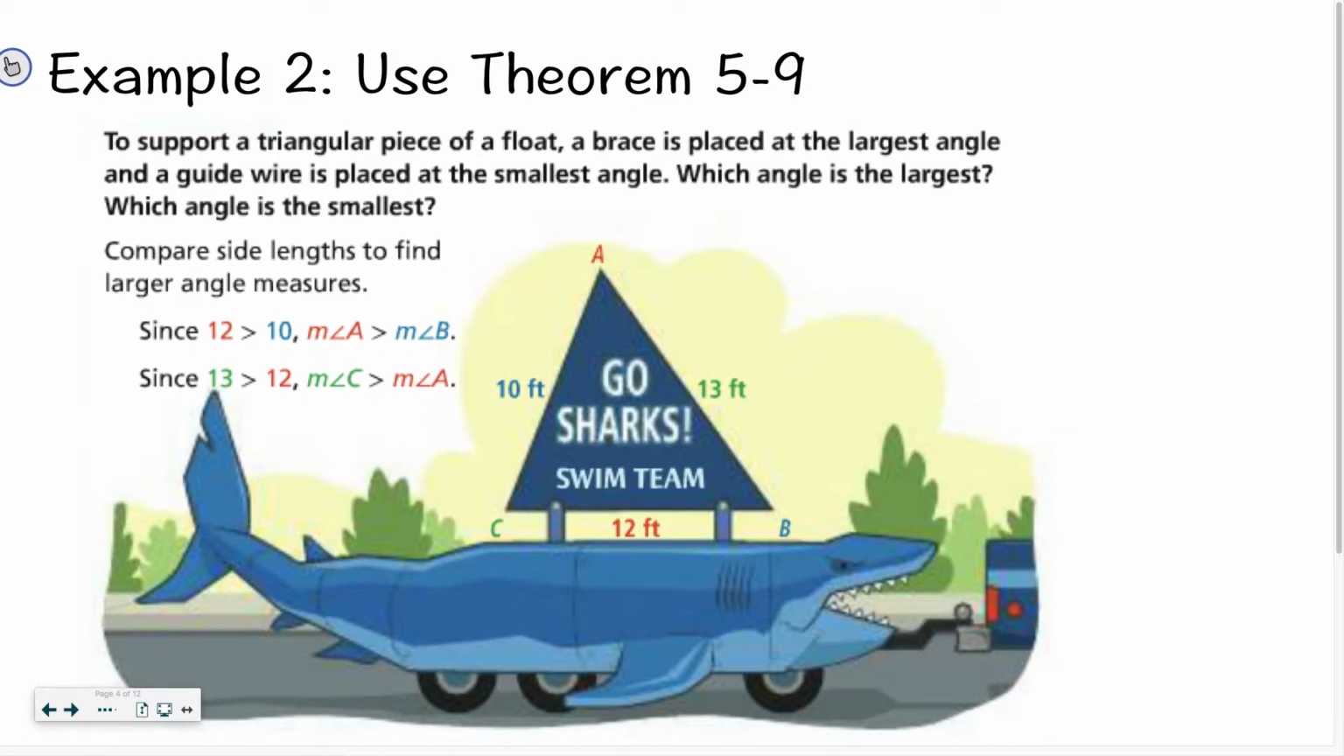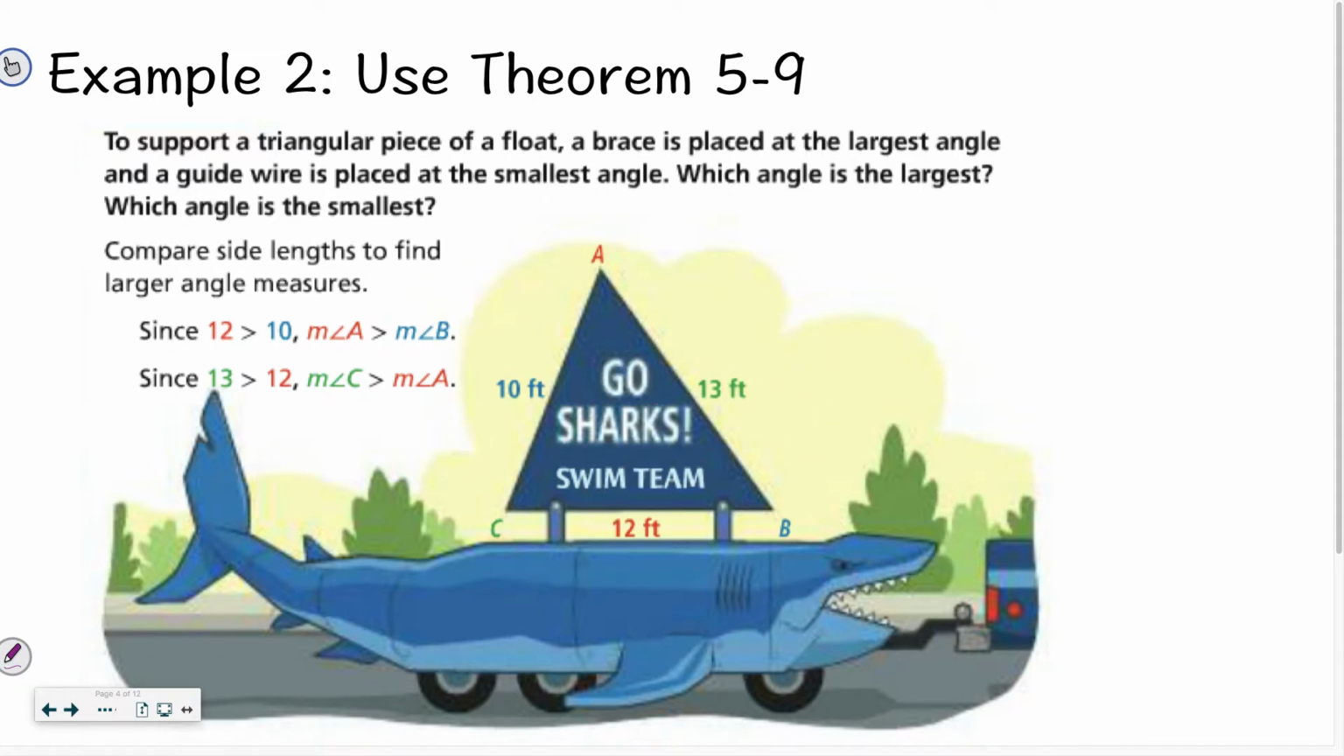In order to support a triangular piece on a float, a brace is placed at the largest angle and a guide wire is placed at the smallest angle. Which angle is the largest and which angle is the smallest? If I look at that float, I see I have side lengths 10, 12, and 13. So my largest angle is going to be opposite my largest side. My largest side is 13. So that means that my largest angle is angle C.